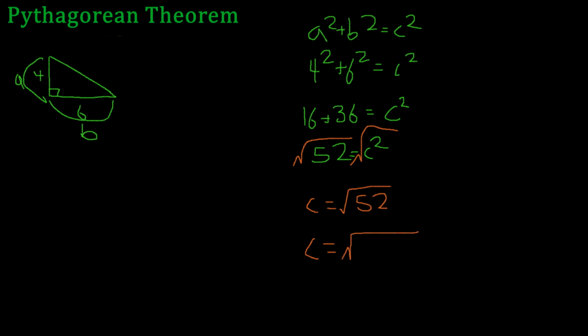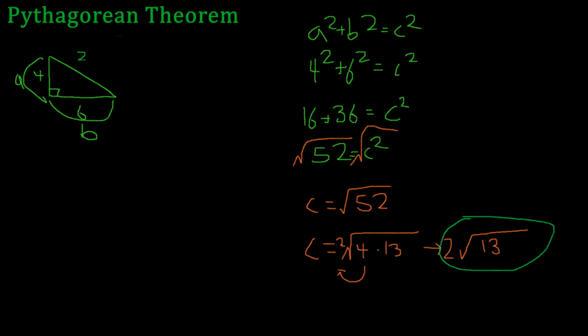So we have 52, so that could be 2 and 26 or 4 and 13. So 4 times 13. So then that becomes the square root of 13, then 2, because we're taking the square root of 4, and it's becoming 2. So we have the 2 root 13. And then this is its most basic form, its most basic answer. So we know that the hypotenuse is 2 root 13.